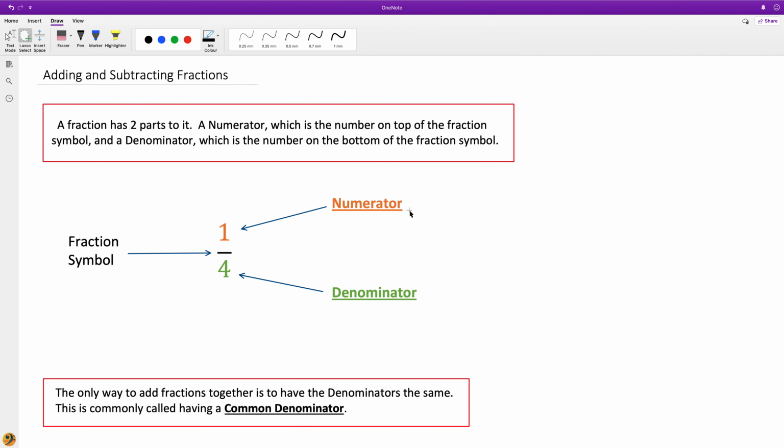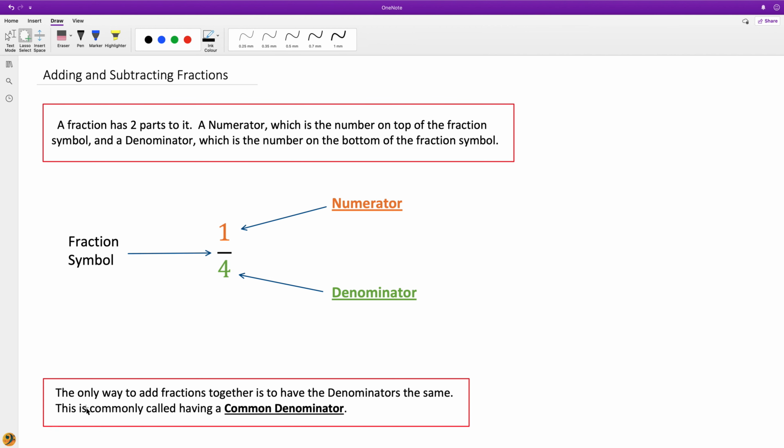And here we have it described. The numerator is this one here, on top of the fraction symbol. And the denominator, we have 4 in this occasion here. It's the number on the bottom. So this is a typical looking fraction of 1/4.